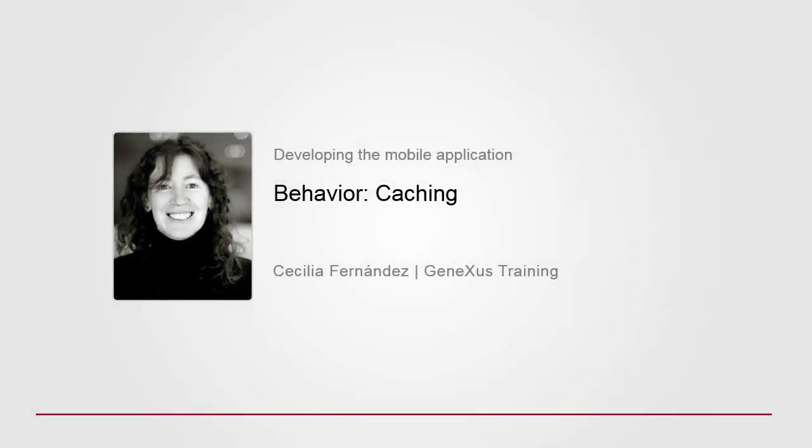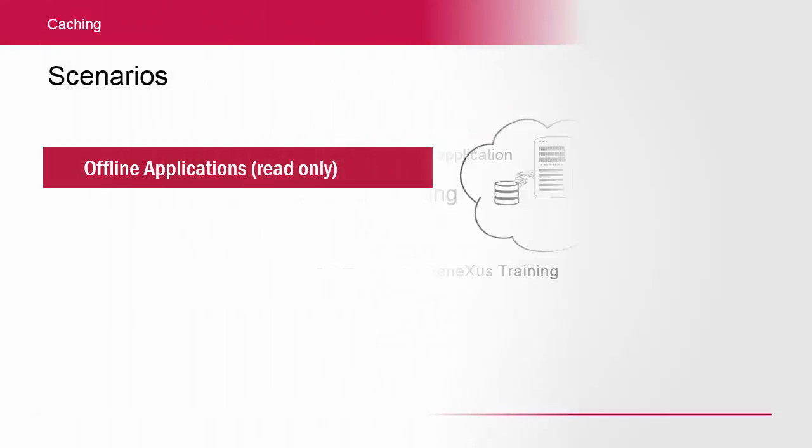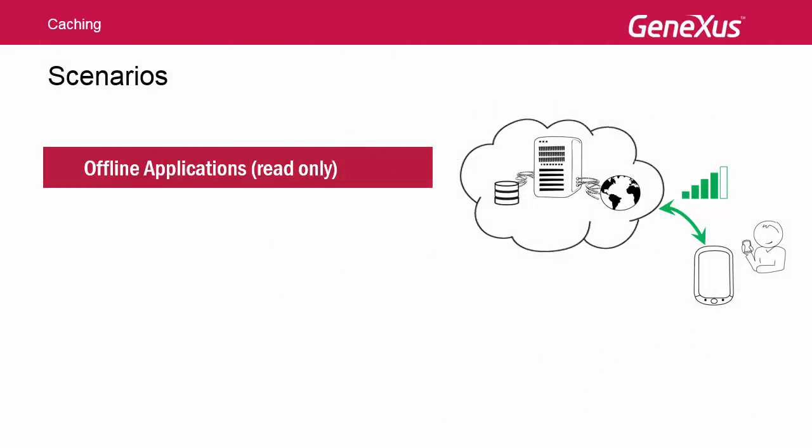In this video, we will see how to enable or disable the cache of data that is accessed in the device when using online applications. There are several scenarios where caching is needed to store data in an application generated for smart devices.